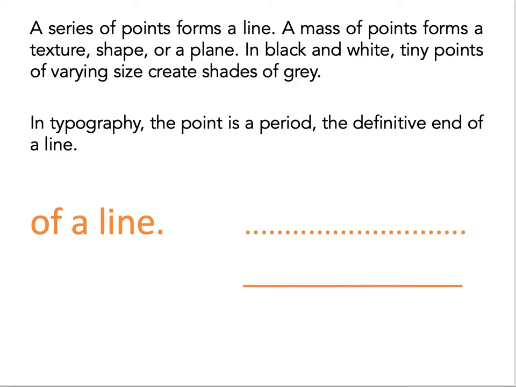A series of points forms a line. A mass of points forms a texture, a shape, or a plane. In black and white, tiny points of varying size create shades of gray. We really rely on points for modern-day printing, as it's the dots of colors that are placed next to each other or overlapping that create the printed colors we see. In typography, the point is a period, the definitive end of a line.